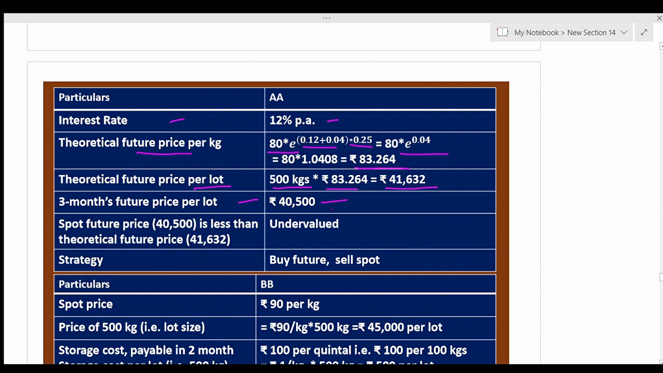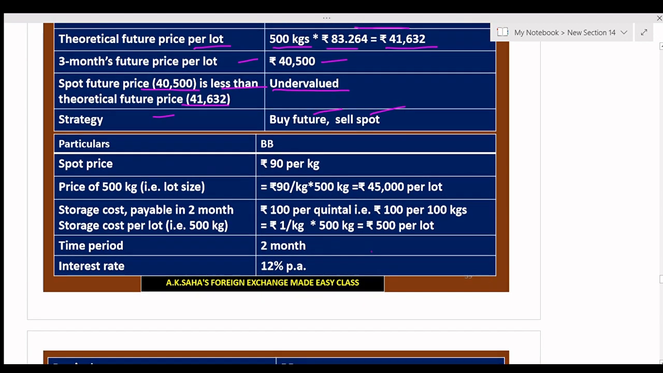Now the 3 months future price per lot is given as rupees 40,500, and if you compare it, this future price is less than the fair price of 41,632. Here the given spot future price 40,500 is less than the theoretical future price 41,632. It is undervalued, and the strategy will be buy future, sell spot. This is the strategy.